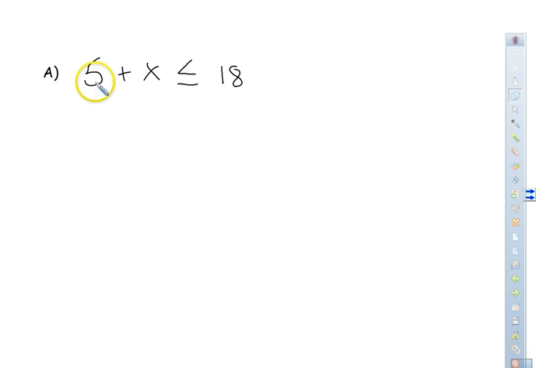Since it is adding 5, we are going to do the opposite, which is adding a negative 5 to both sides of the equation. When we say both sides, we're talking about where the inequality or the equal sign separates. One side would be the left side, the other side would be the right side. That's what we're comparing. So since it's a positive 5, we're going to add a negative 5 to both sides.